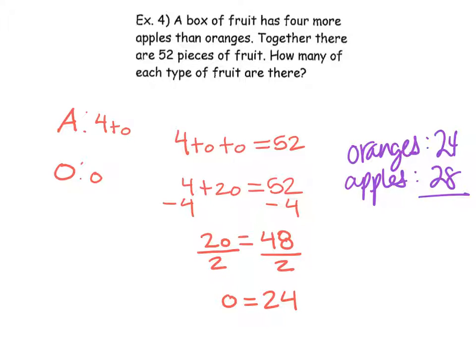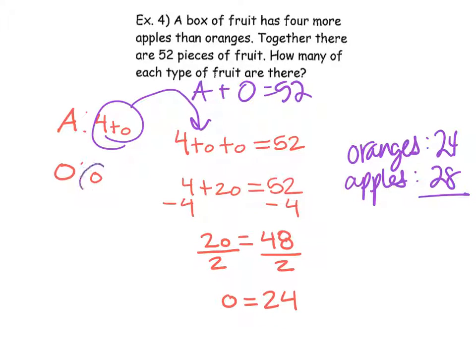The reason that there were two O's is because this is apples. Apples plus oranges equals 52. But instead of apples, I put 4 plus O. For oranges, it was just O. So O plus O is 2O. There's where you get the 2O from.